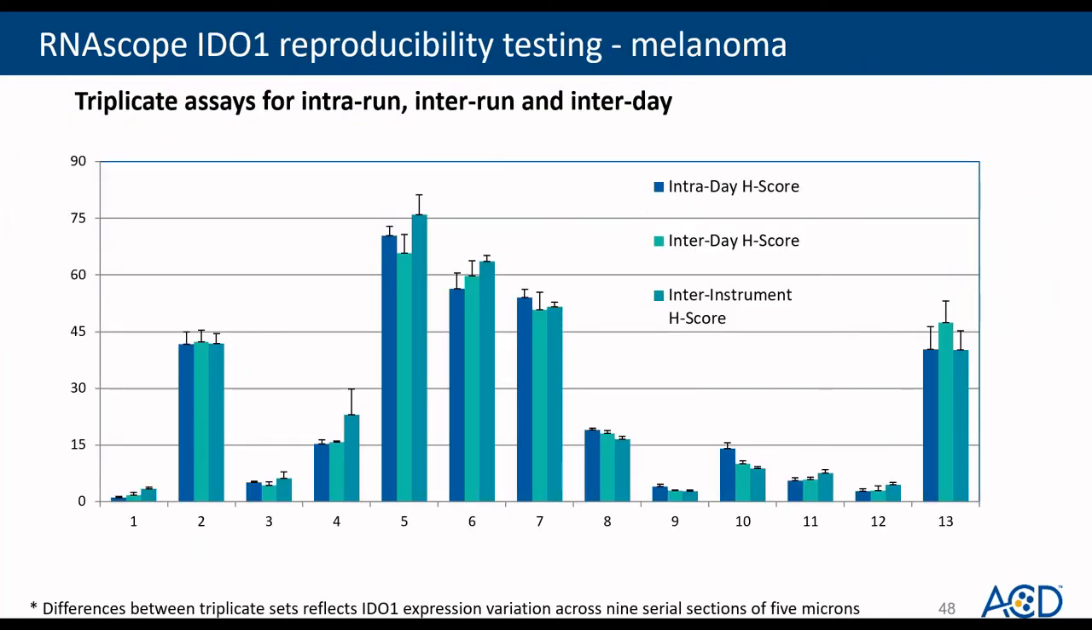We performed a reproducibility study for IDO1. Shown here is the bar graph obtained from IDO1 RNAscope reproducibility testing in melanoma samples. And it can be seen here that the results from different instruments, as well as those obtained at different time points, are highly reproducible.